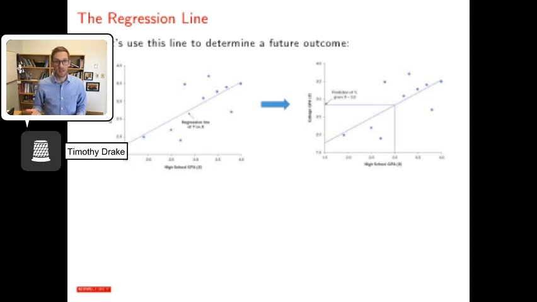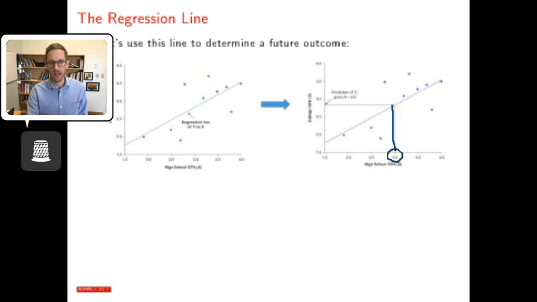So now this line, practically speaking, becomes something pretty powerful for us if we, from our sample, want to generalize now to a broader population. We can use this line to determine future outcomes. So we might say, well, if you have a high school GPA of 3.0, based on the sample that I have, you are predicted to have a college GPA of about, what is that, 2.85, something close to that. So the idea is that I can use this regression line to predict outcomes that I don't have, that aren't included in the sample, using that line of best fit.